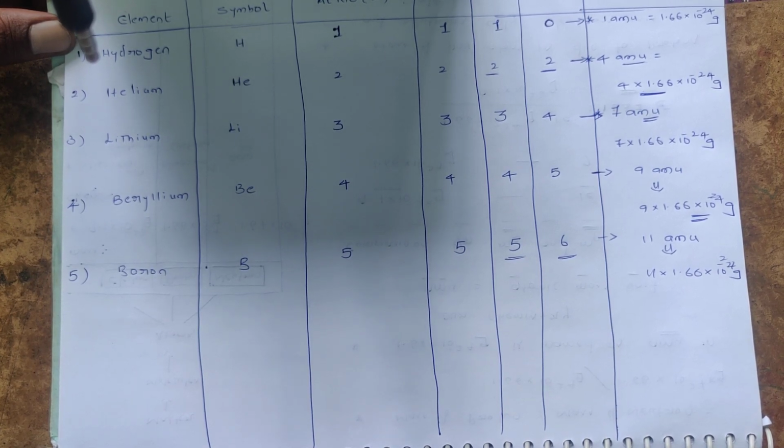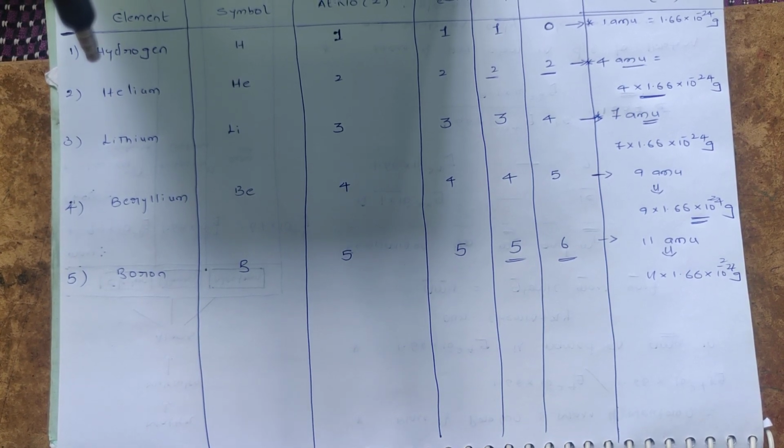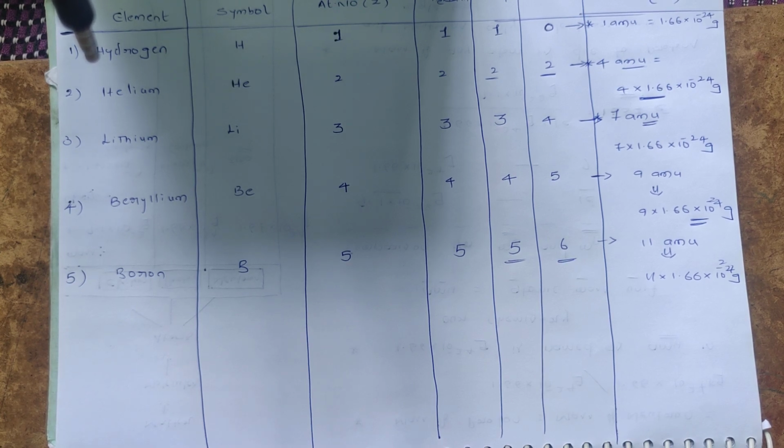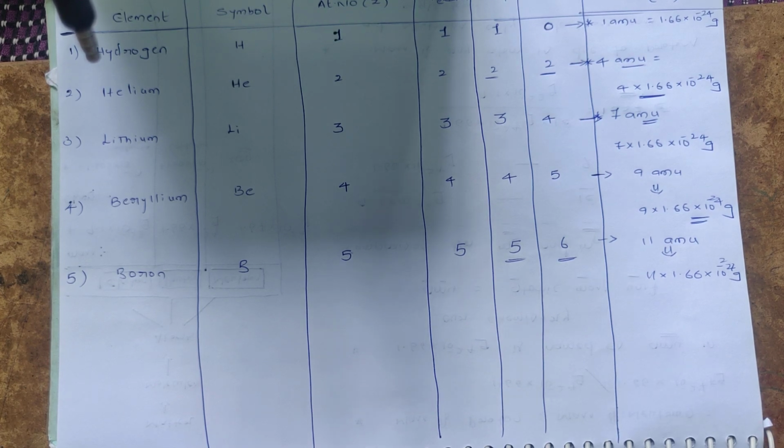So like this we can calculate the mass of individual atoms of each and every element. Simply consider the total number of protons and neutrons as the mass of an atom. But we know that the mass of either a proton or a neutron is 1 AMU.